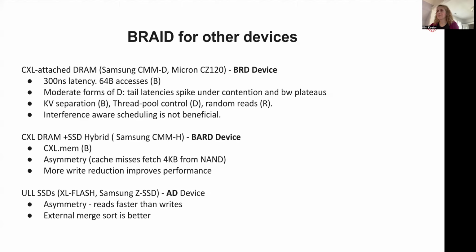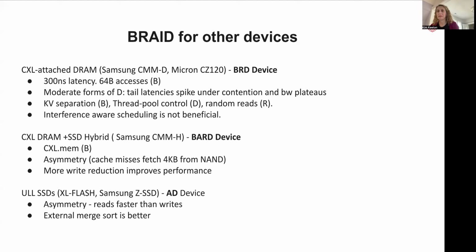So the next device I looked at was CXL DRAM plus SSD, where your DRAM is this cache buffer, and then using SSD as the backend. And this device offers byte addressability to a certain extent, but it's also pretty asymmetric as soon as you fill in your DRAM cache. And interestingly, in this case, more write reduction seems to be improving performance as well.